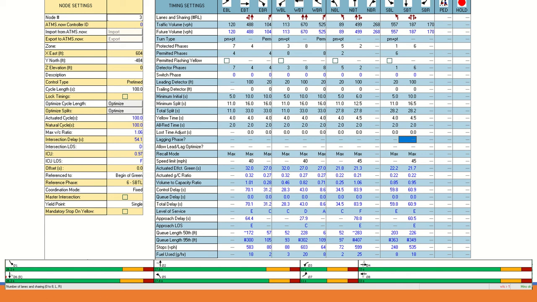And the ring and barrier, I did as per the project instructions. So that's basically what you get down here. It's telling you all the different movements and the length of the green, the yellow, and the red.